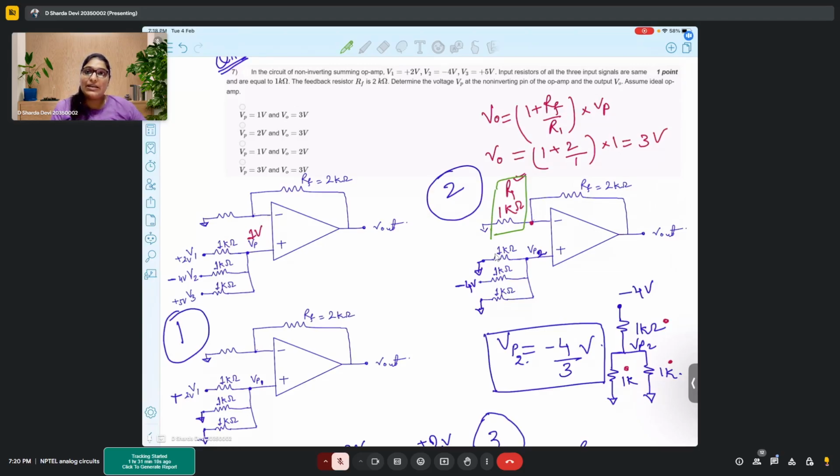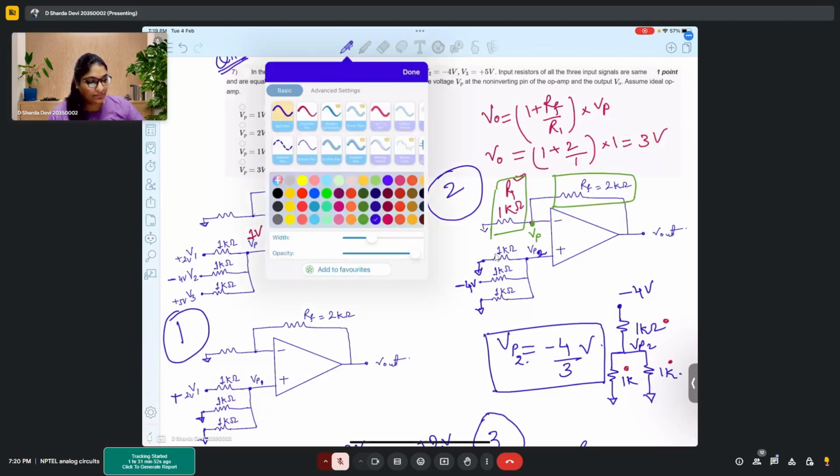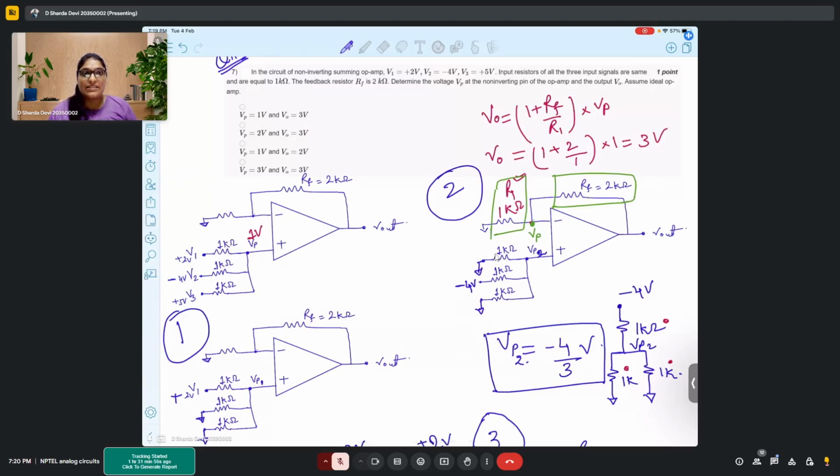So be it inverting configuration or non-inverting configuration, the two resistors which are important while calculating the gain are RF and R1 only. So the resistors enclosed in the square box are only taking part in the gain calculation. Other resistors are not playing any role. But here the voltage that we use in the output calculation is VP, which is calculated. Is this clear?